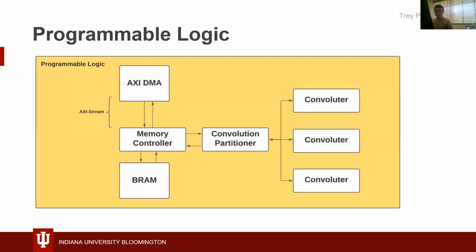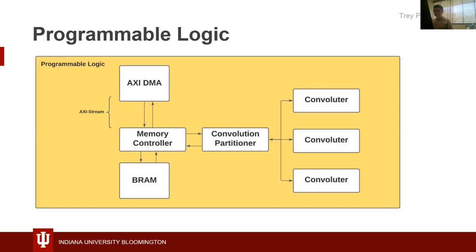So onto the programmable logic, this is a rough block diagram of how data will be transferred and how the different controllers will distribute our images. So you can see that the AXI DMA is going to be the bridge, and that will pass data into the memory controller. The memory controller takes the subset of the image and passes it into the convolution partitioner.